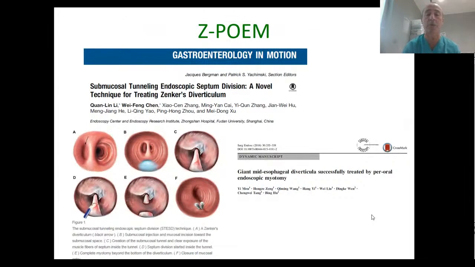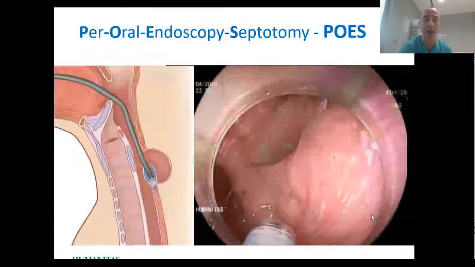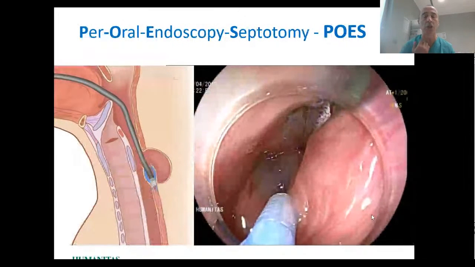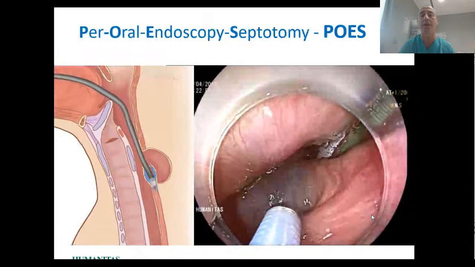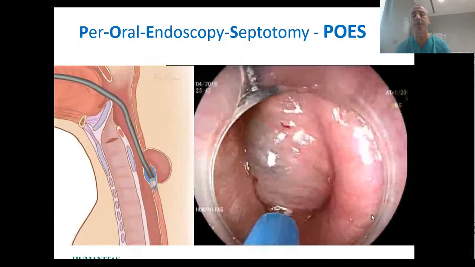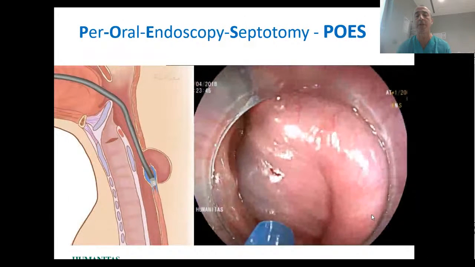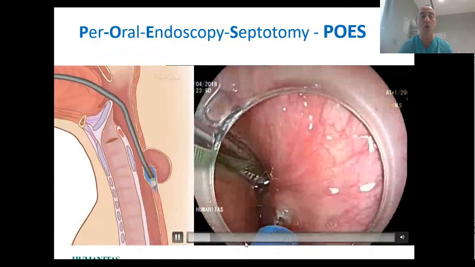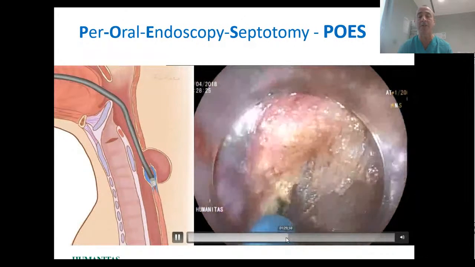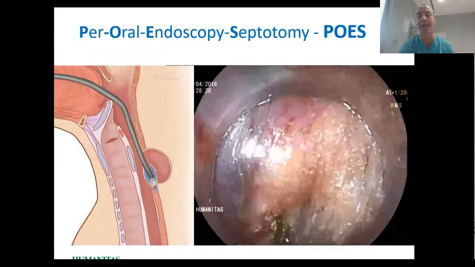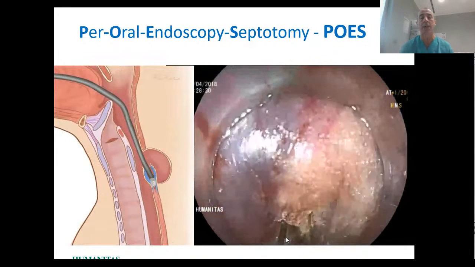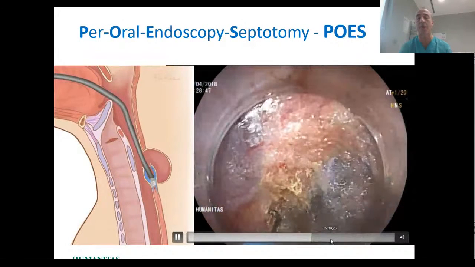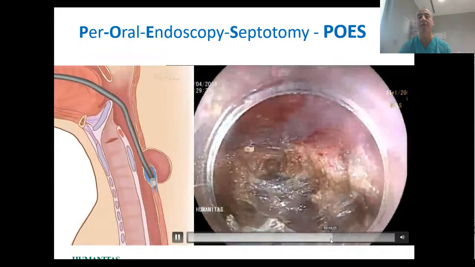The other innovation of endoscopy in managing esophageal dysmotility disorders is Z-POEM, which was first reported by the Shanghai group in Gastroenterology, and we have changed the paradigm. Now we're doing it differently. We do not do the incision in the upper pharynx, but we cut the septum directly. You see, I have injected the septum, and I'm trying to expose the septum, and I go deep down into the muscle. Once you have created a tunnel, you can go very deep, and I cut fiber by fiber. Let me go quickly. This is almost the end.